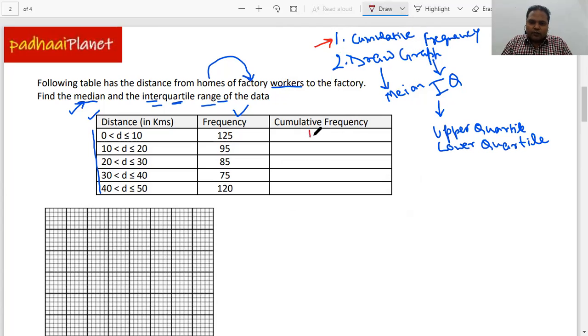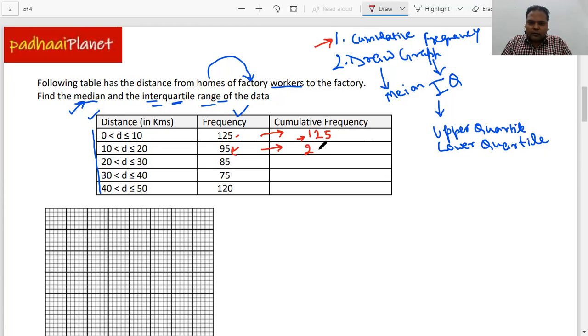So the first one will be 125. Second, here what we do is cumulative is always the summation of the previous frequencies. So at 125, there is no previous data, there's no previous class interval, so this one remains the same. Now here the cumulative frequency will be the summation of the previous cumulative frequency and the new one which is added into it.